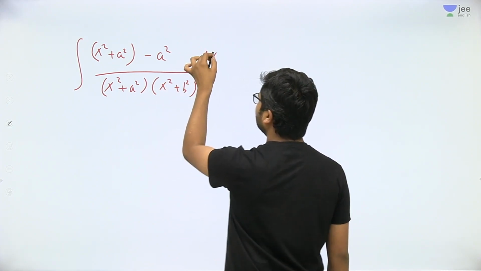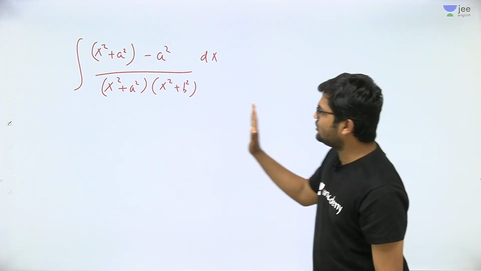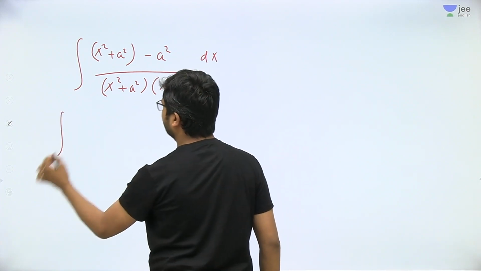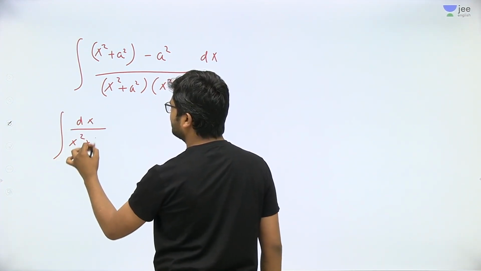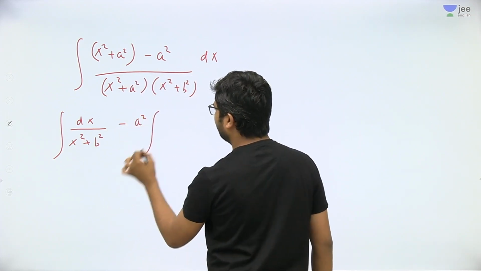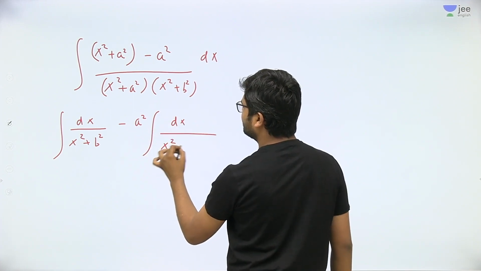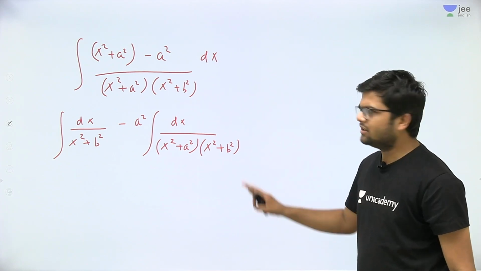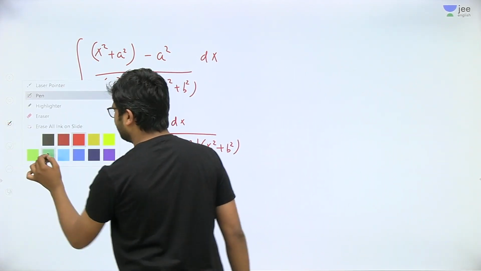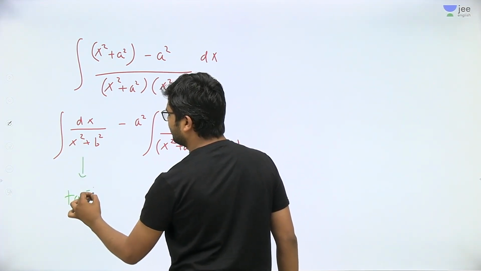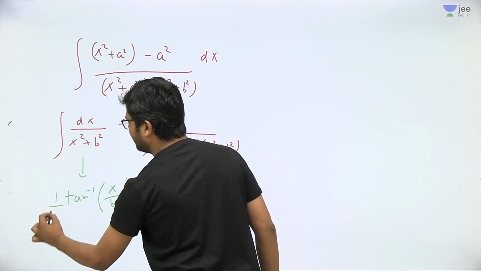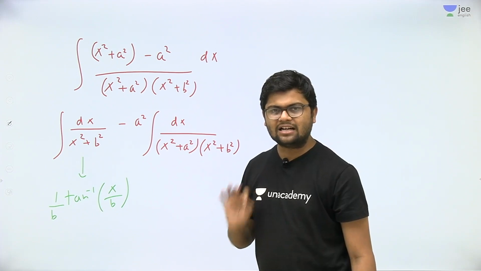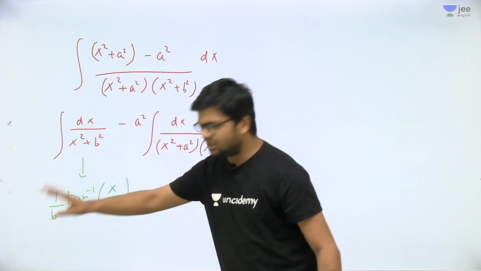I hope till now everybody has understood what I did with this question. Add a square, subtract a square. Now separate them: x square plus a square will get cancelled. So the integral will look like this: dx upon x square plus b square minus, taking a square outside of the integral, dx upon (x square plus a square) into (x square plus b square). Just separate them, it gets cancelled. Now this is a standard integral, you can easily write it as tan inverse of x by b, but you must remember 1 by b will also come outside. Similarly, for dx upon x square plus a square, the standard integral that you have learned is tan inverse of x upon a, and outside it will be 1 upon a.